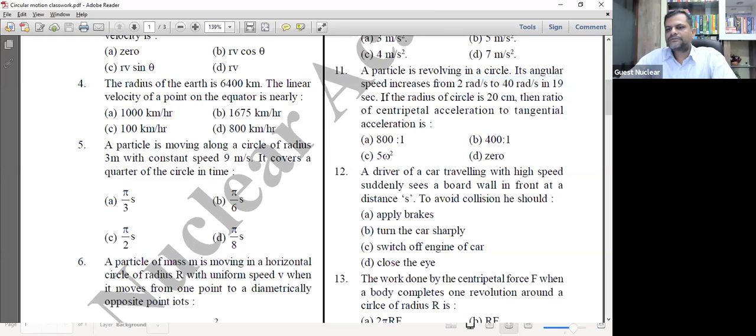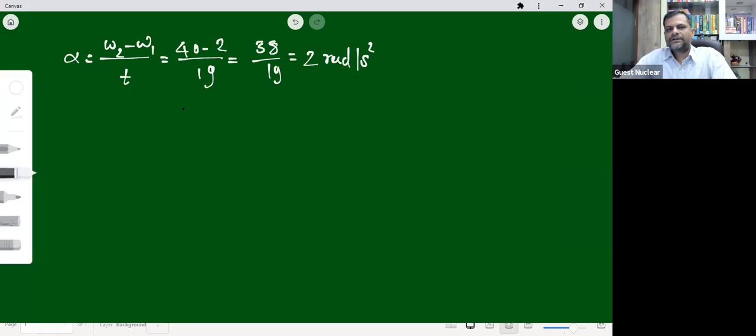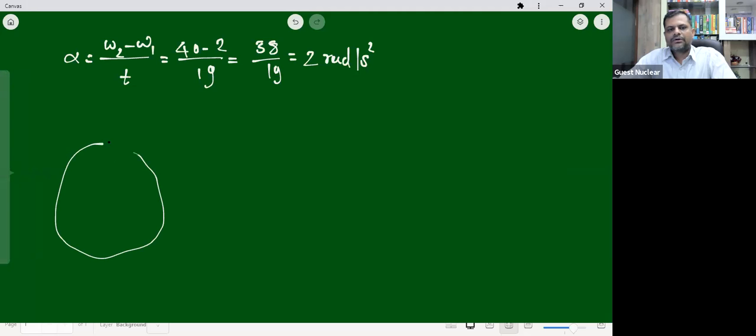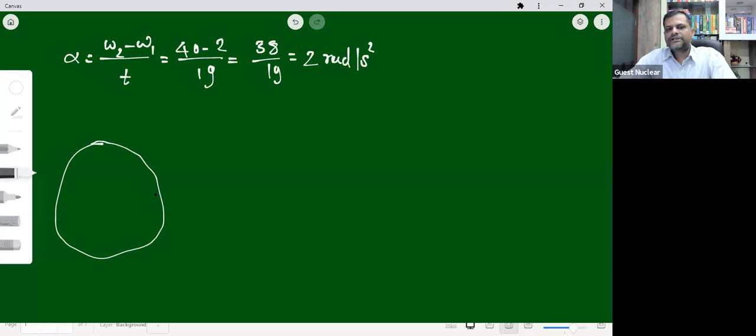And the radius of the circle is going to be 20 centimeter here. Now look, the initial angular velocity of this particle, omega 1, was 2 radian per second, right? And the final angular velocity when it reaches there, omega 2, is given to be 40 radian per second. And then we find this alpha to be 2 radian per second square, no doubt, and from this only we can find out the tangential acceleration.